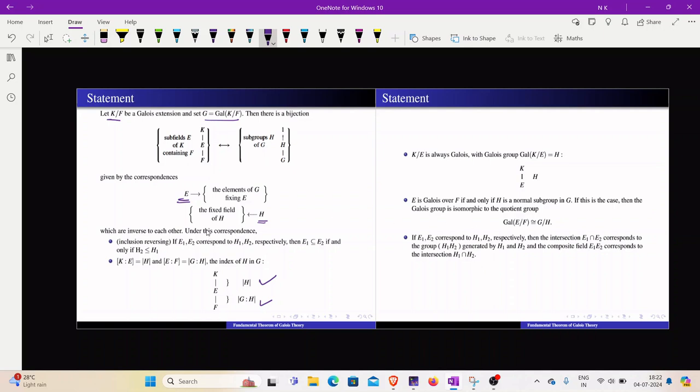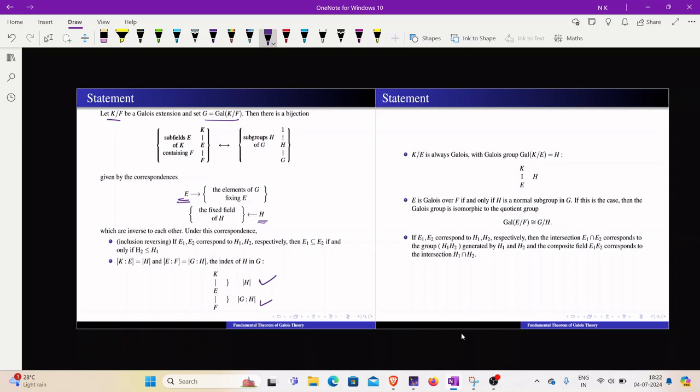First of all, we'll prove this correspondence. It's quite obvious that if you are provided with any subgroup H of G, then definitely we can find its unique fixed field, because we have proved in earlier videos that if two subgroups are distinct, then their fixed fields are also distinct. So if you are assuming H to be a subgroup of G, then definitely it will have a unique fixed field. That's why the correspondence above is injective from right to left. Now we will think of it from left to right.